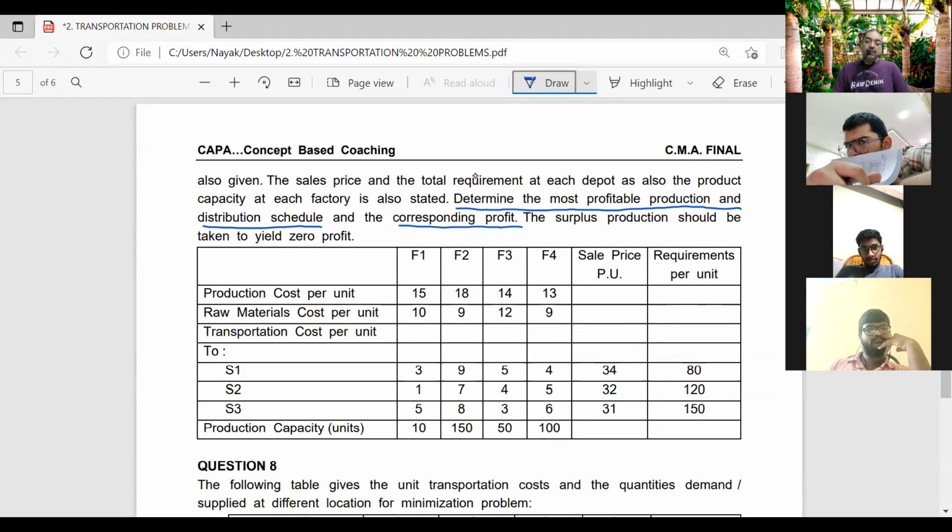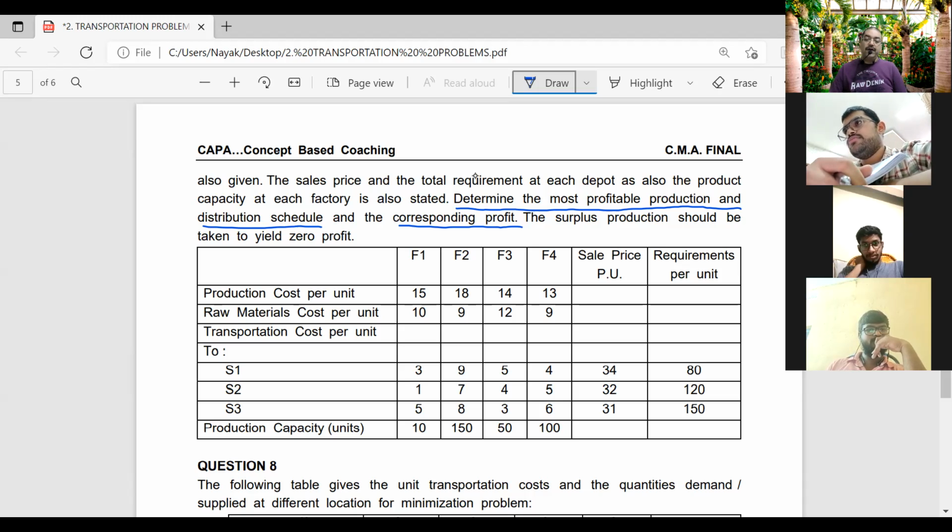Details are given to you of production cost per unit and raw materials. So the production cost per unit is your variable cost, that is wages and other variable overheads, plus the raw material cost. Transportation cost per unit to the 3 sales depots S1, S2 and S3 is given. Production capacity in units is also given to you.